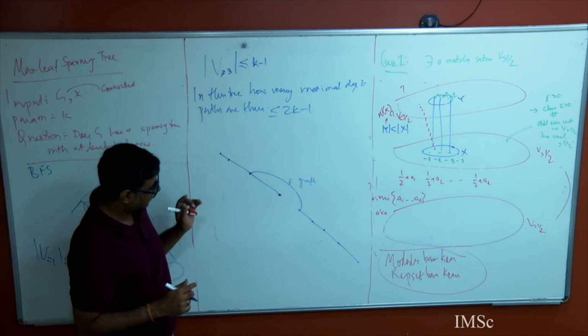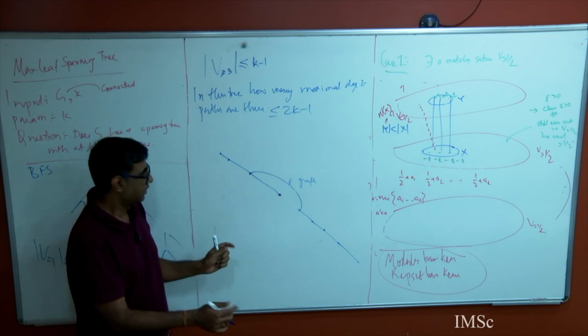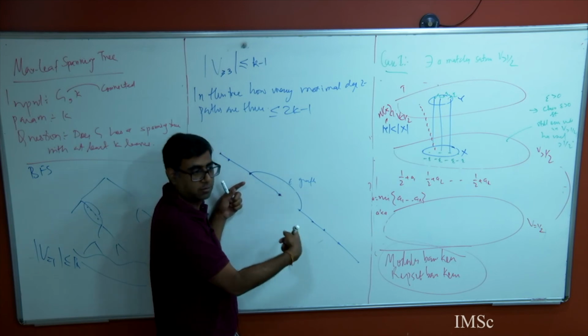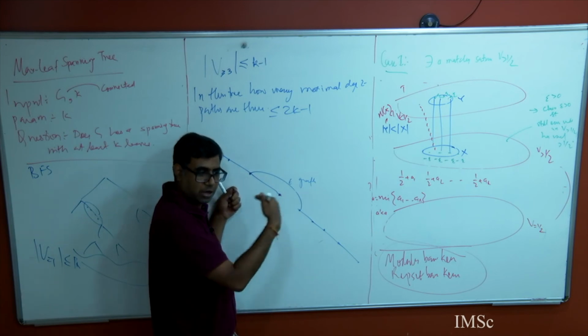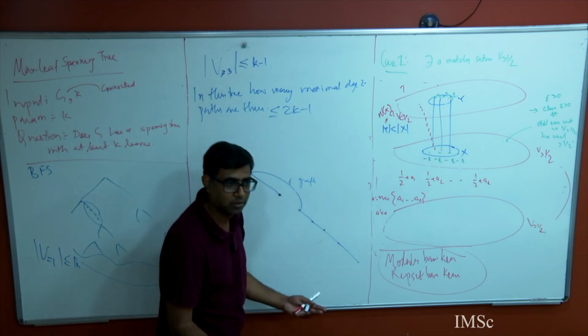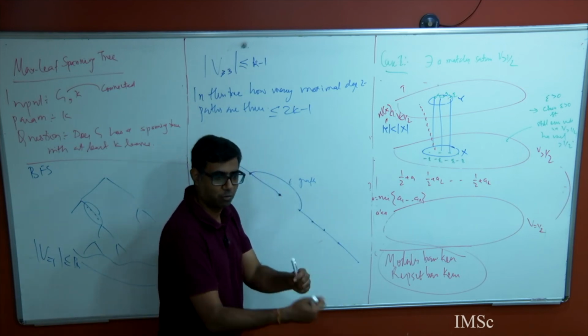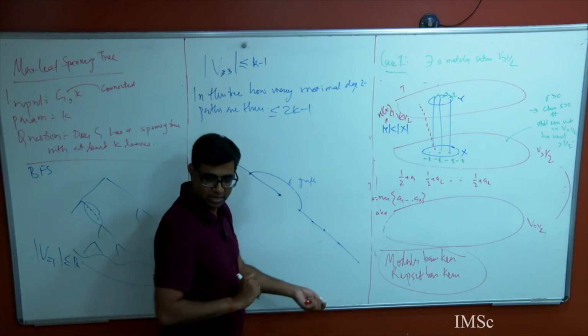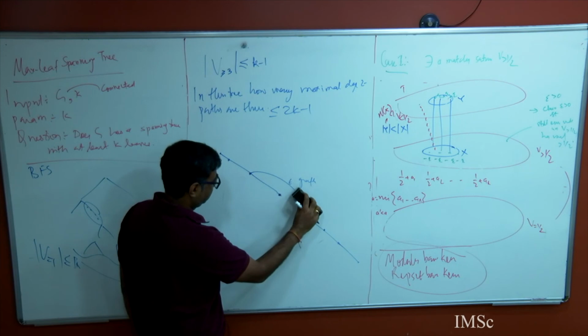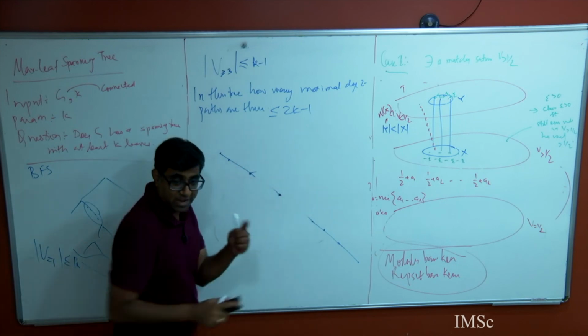So now, if I look at any degree 2 path, there is no edge of this nature. Otherwise, I could increase the number of leaves. I am trying to make my solution locally optimal. Like, I cannot do one edge replacement, one edge delete and one edge add, and do this. Agreed? Okay, fine.